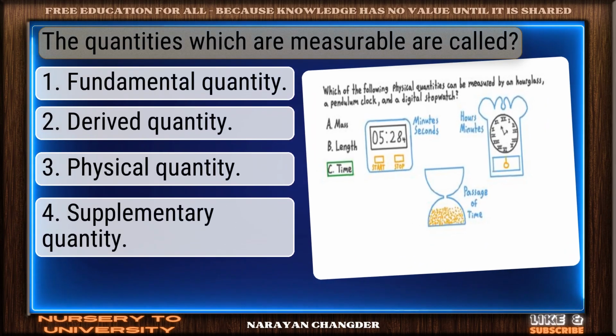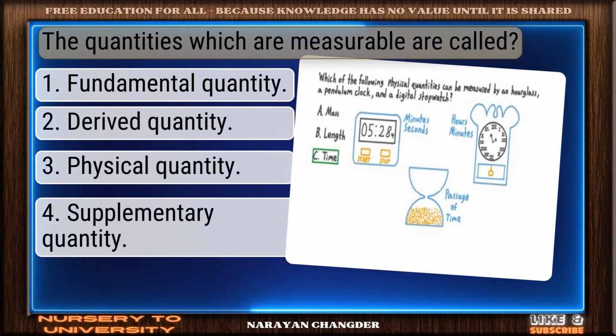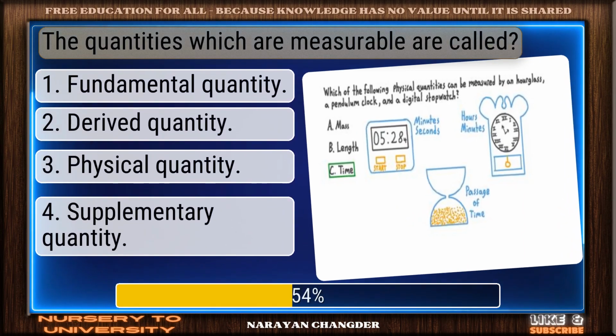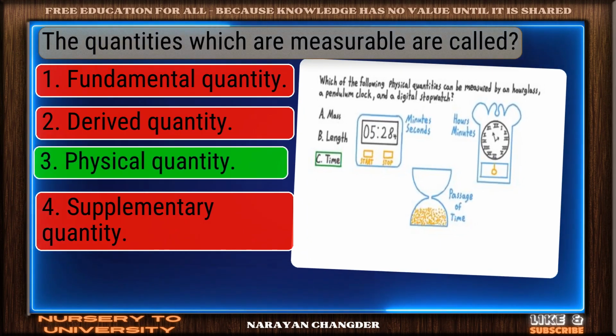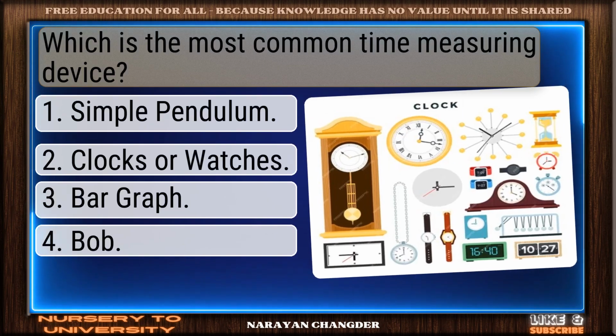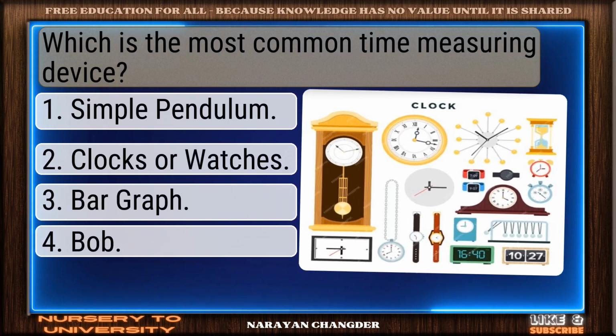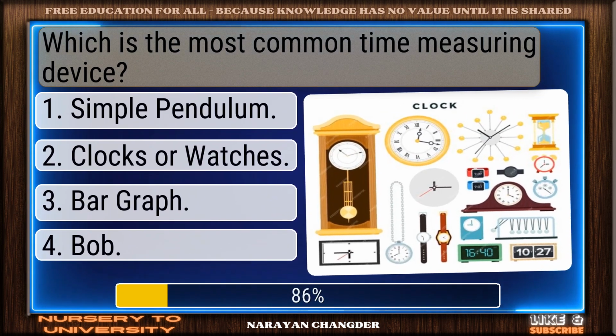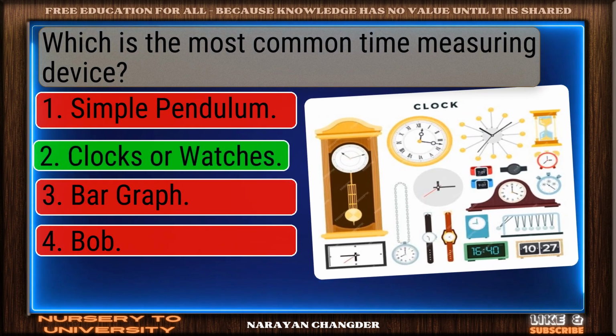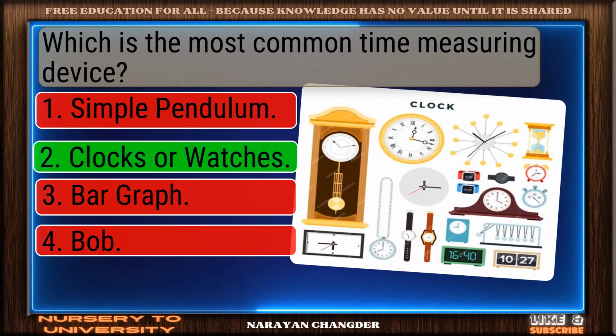Question number 27. The quantities which are measurable are called. You got it. Your choice physical quantity is right. Question number 28. Which is the most common time measuring device? Excellent. Clocks or watches is a brilliant choice.